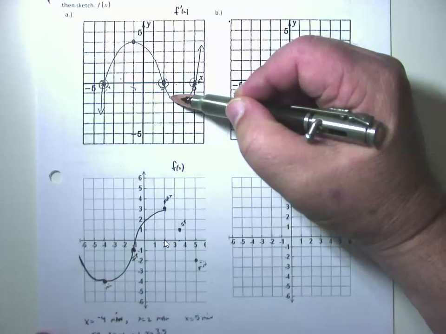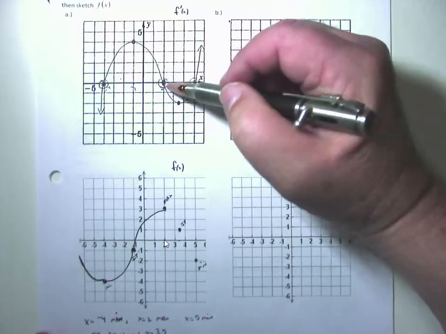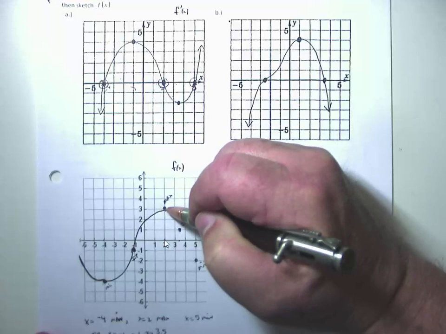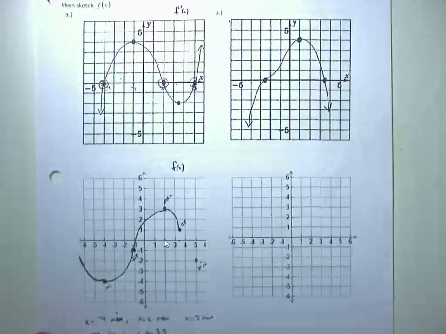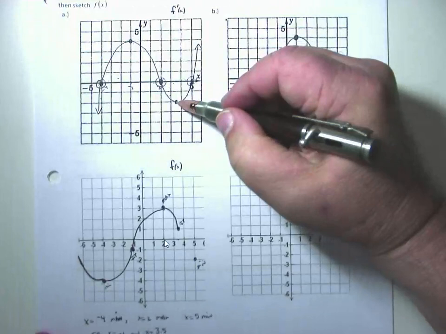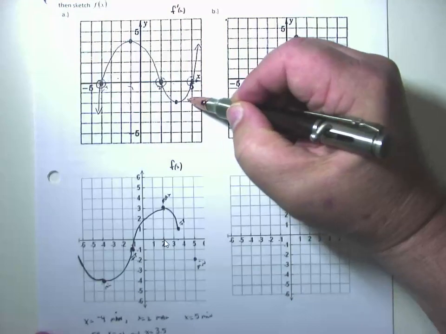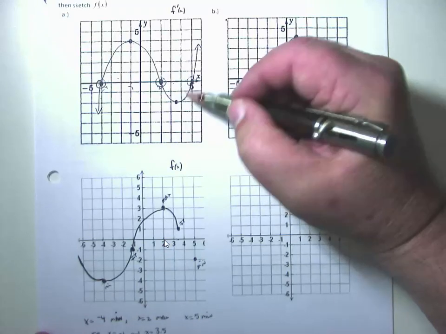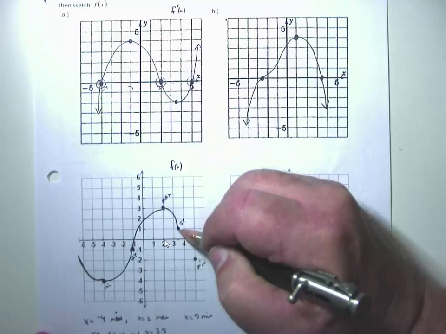Once I hit 2, my derivative is negative. It means I'm going down, but the slope is negative, so it's got to be concave down. So it's decreasing and concave down. Looks like that. And once I hit 3.5, I'm decreasing, but now my slope is positive, which means I'm concave up.